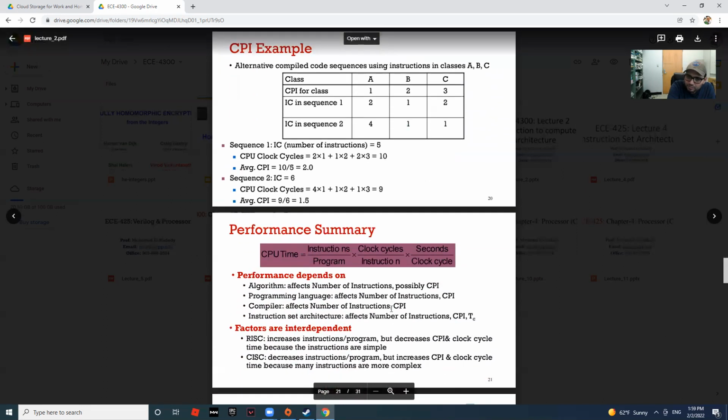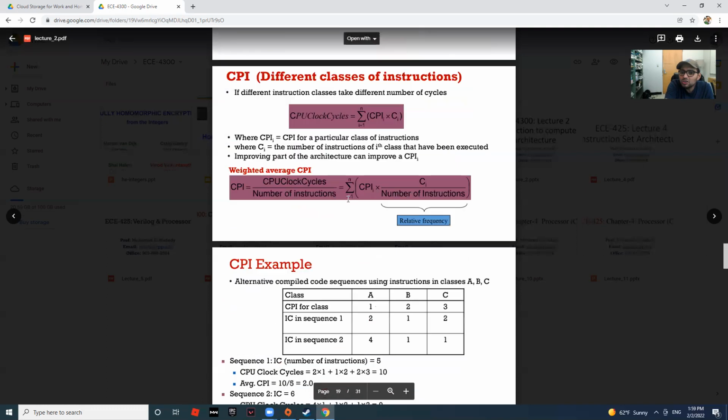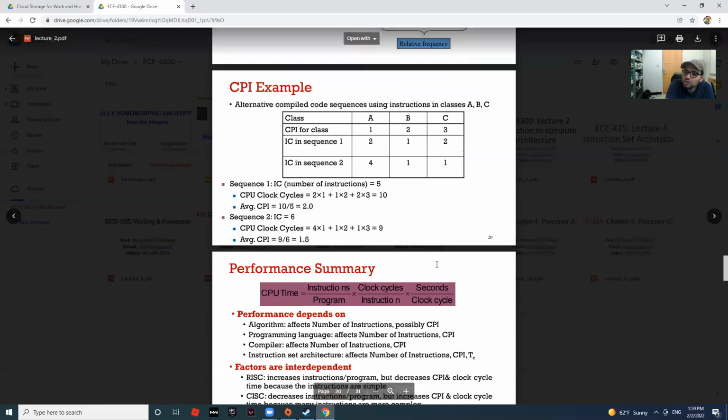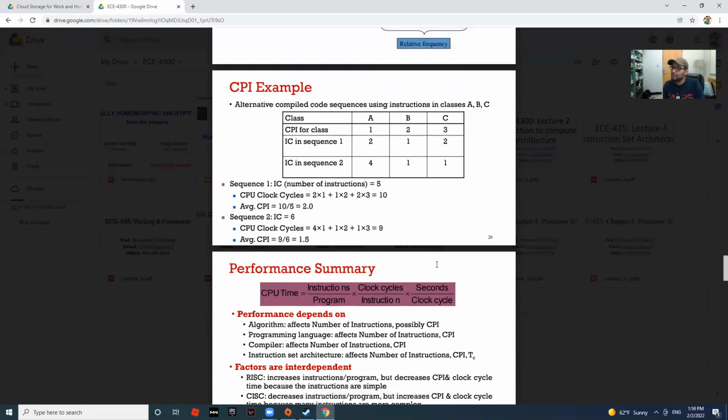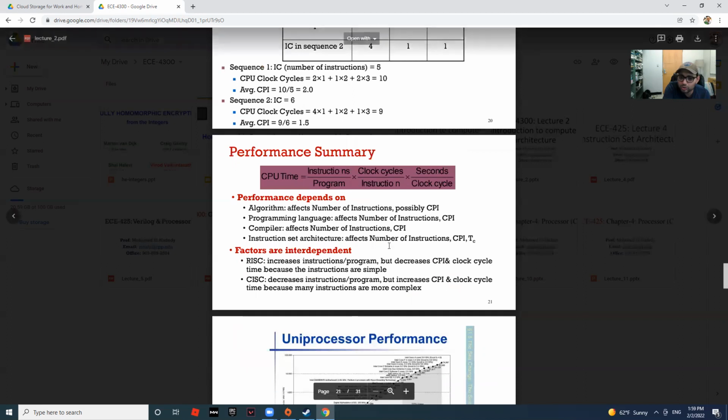Sounds good? Now, with the knowledge of this equation, we can draw a very nice performance summary, which is: what is the CPU time? It is the number of instructions in the program, times how many cycles per instruction, times how much time it takes for each cycle. You guys agree?